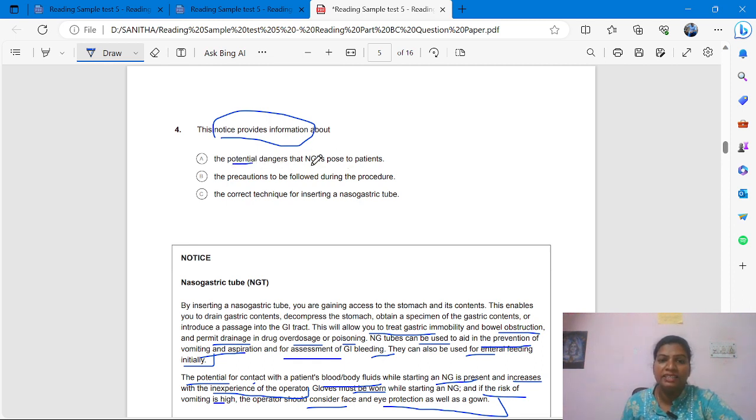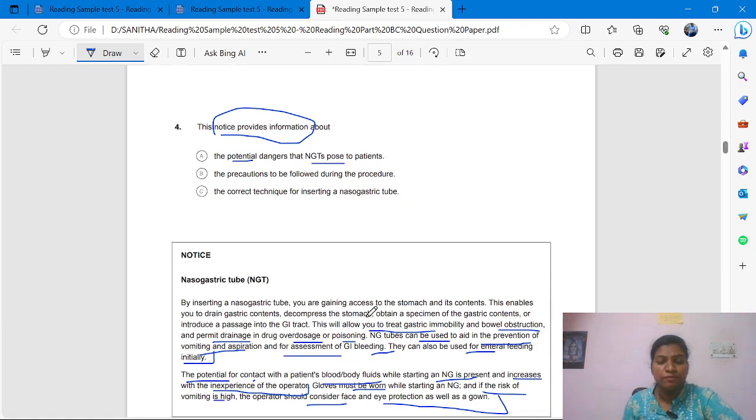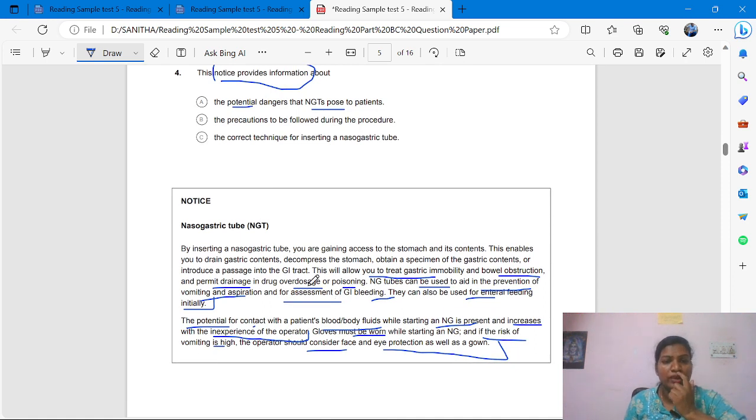The potential dangers that NG tube poses to patients. Is it saying anything about potential dangers NG tube poses to patients? Here it is saying this allows to treat gastric immobility, bowel obstruction, but it is not saying anything about these being potential dangers. Okay, this is contradictory. Then we can eliminate this option.